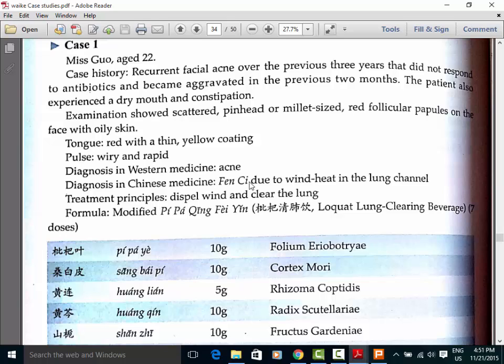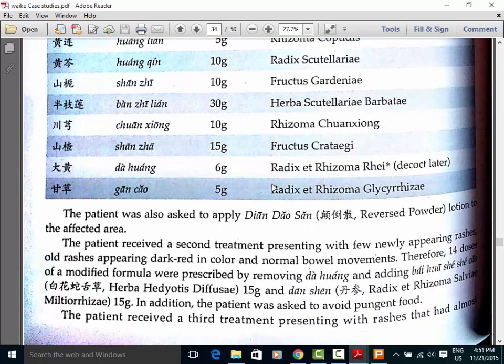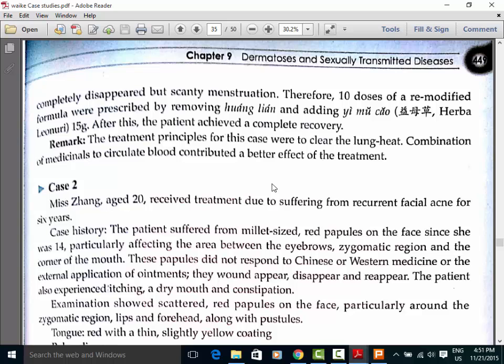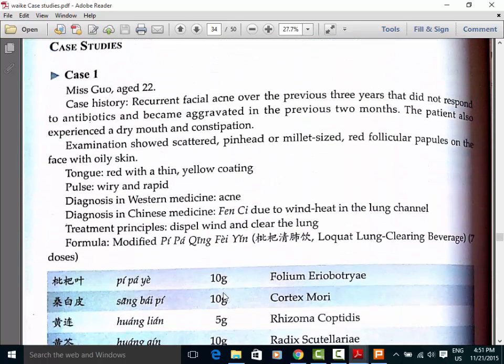Let me see if they give any explanation here, but it doesn't seem like they give too much of an explanation. My perspective is this. First of all, look at the formula. If you look at the formula, it does still clear heat from the inside. It's not saying that there's no heat inside. Lung and large intestine have a relationship.